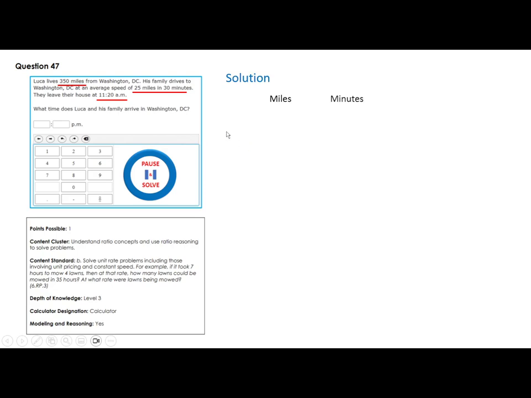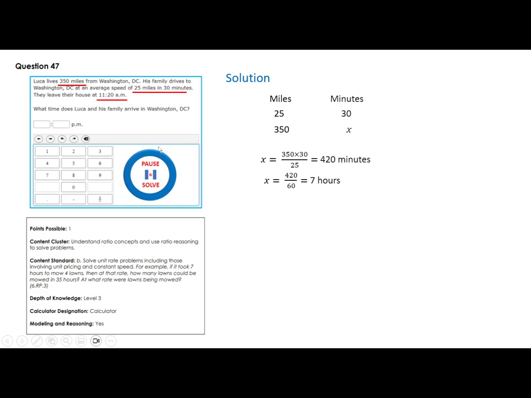Miles, minutes. 25 miles in 30 minutes. How many minutes does it take them to do 350 miles? You can do it this way. I will show you another way later. X, cross multiplication. This times this divided by this. This times this divided by this. 420 minutes. How many minutes in an hour? 60. So you divide by 60, you get 7 hours. So it will take them 7 hours.